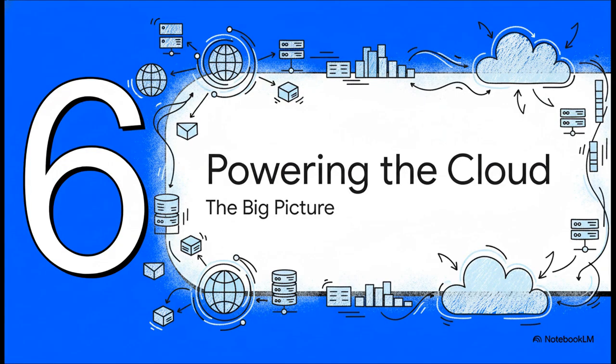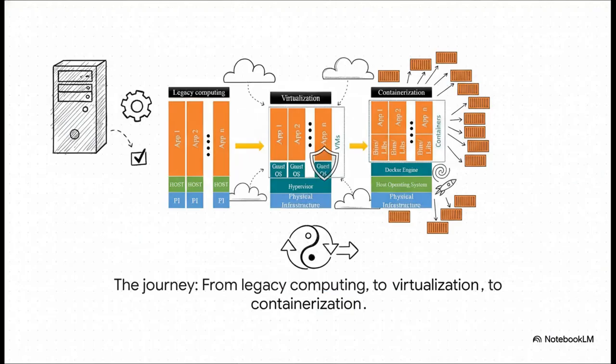So let's zoom all the way out. We've got these two incredibly powerful but different ideas. How do they actually fit together to power the internet as we know it? This slide perfectly captures the entire journey. We started with that old, wasteful one server, one job model. Then virtualization blew the doors open, letting us slice those servers up into efficient VMs. And then containerization came along and gave us an even more lightweight, agile way to run things.